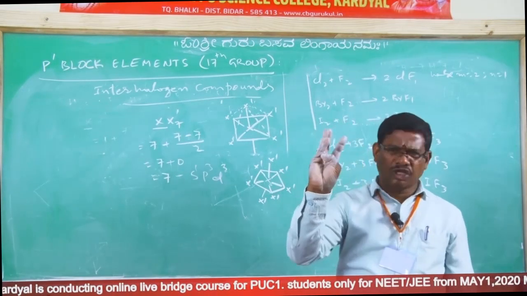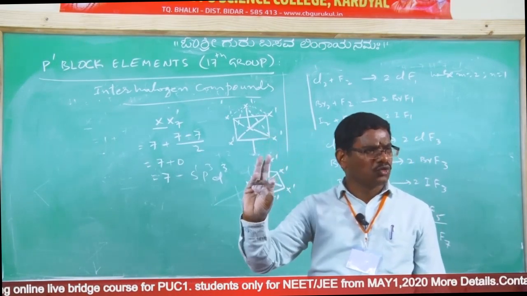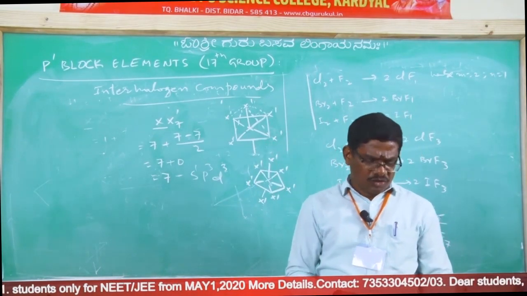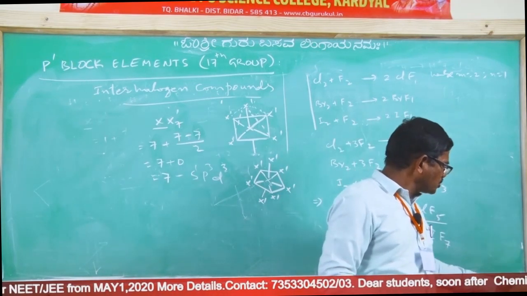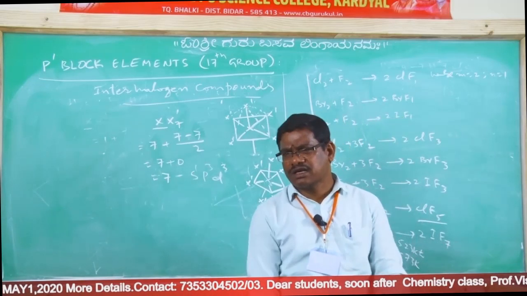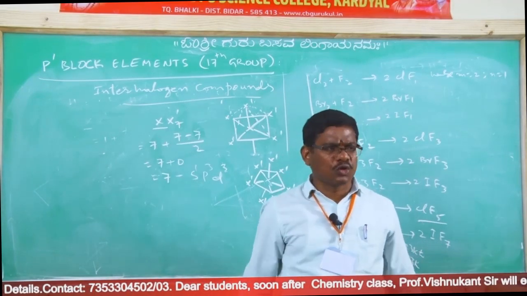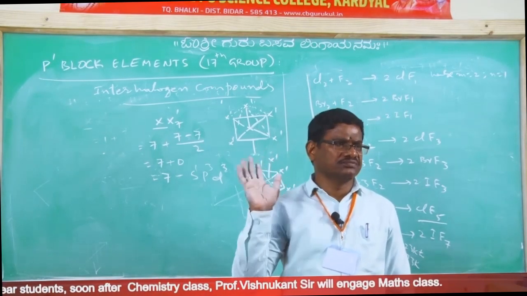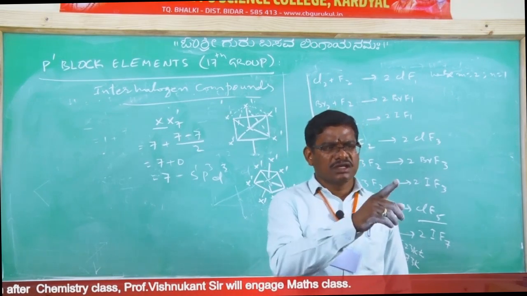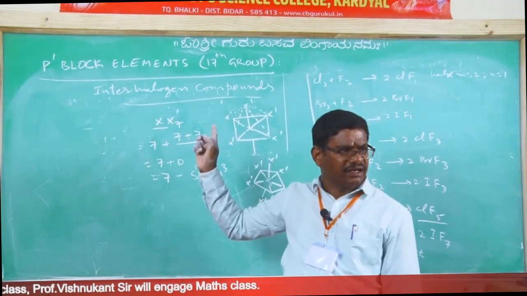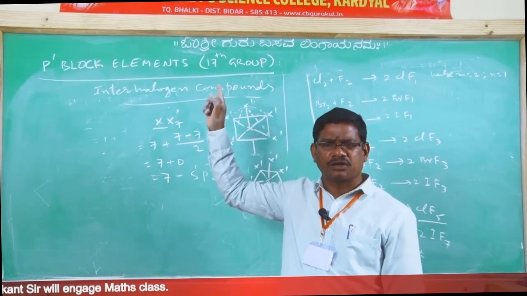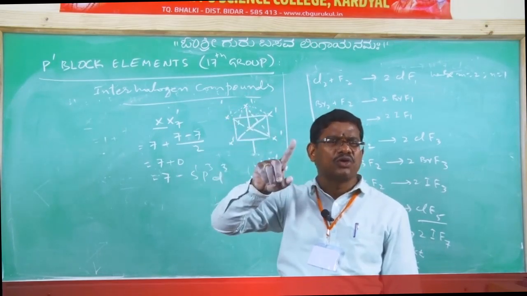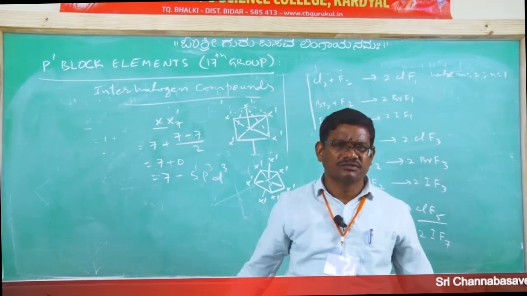Then oxides of chlorine also covered: Cl2O, ClO2, Cl2O3, Cl2O4, Cl2O6, Cl2O7. Clear na? So their preparation, properties, uses we have to cover. With this, the P block 17th group elements we concluded, and in the next class we are going to discuss entrance questions on them. Those entrance questions I will display on screen, and on screen itself by reading the question you can observe. This is visible even online to your mobiles, we may send that, the plan is going on. Right, thank you.